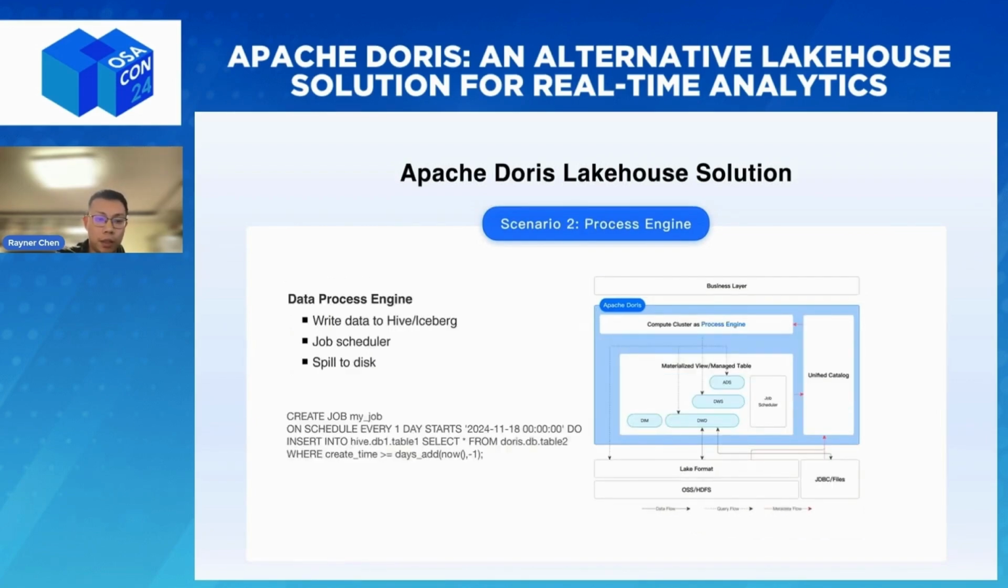The next scenario is the processing system. Starting from Doris version 2.1, a user can write data directly to Hive and Iceberg through Doris. For example, you can create a database via the Iceberg REST catalog and create an Iceberg table from Doris, and then write data to this Iceberg table by using the insert into select SQL.